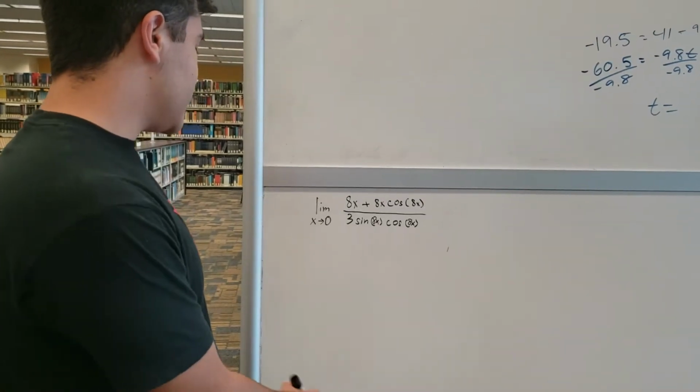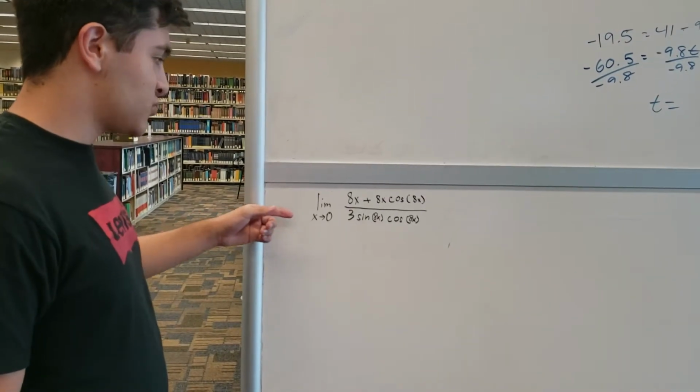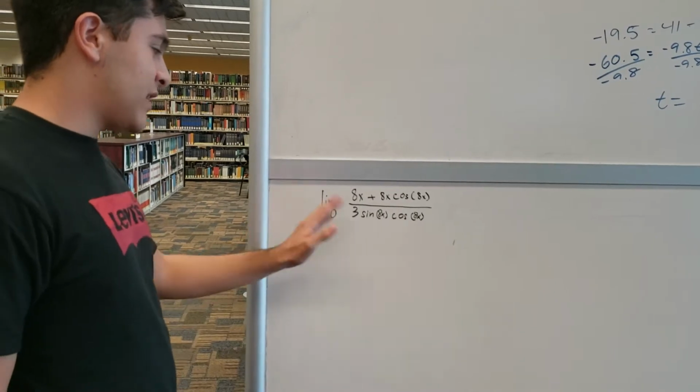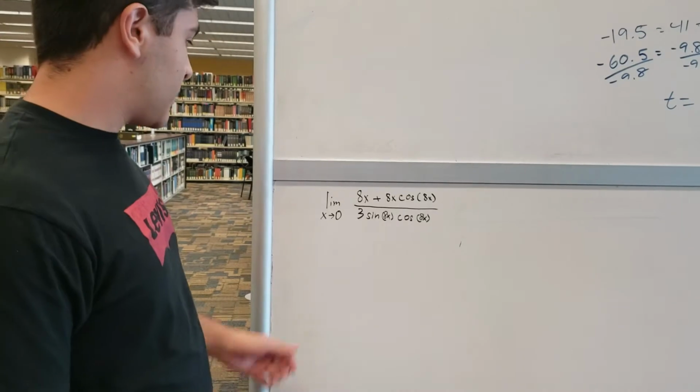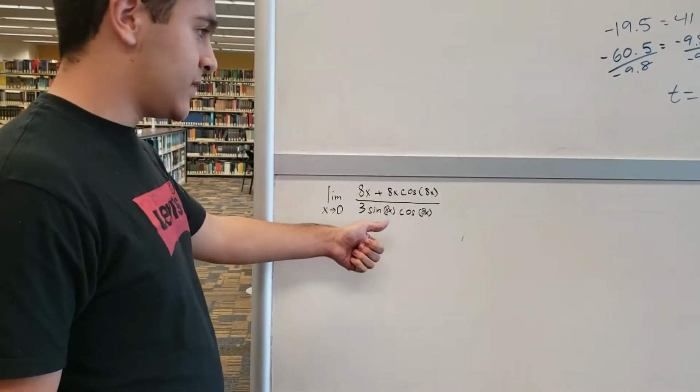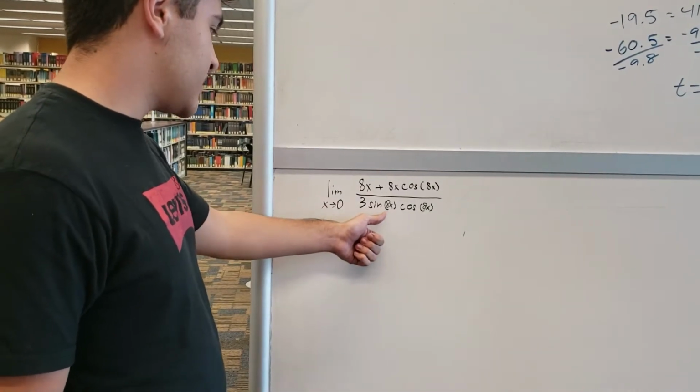So basically, we're doing a limit of a trig function, because we have cosine and sine. So basically, that's what we're dealing with right here.